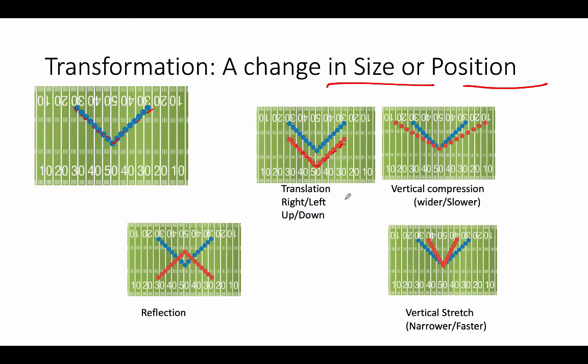We can spread that, and that's going to be a translation. In translation, we can move up, down, left, or right. A vertical compression makes it wider or slower. Instead of it's like slope, it's like a wider slope. And then narrower or faster is a vertical stretch.